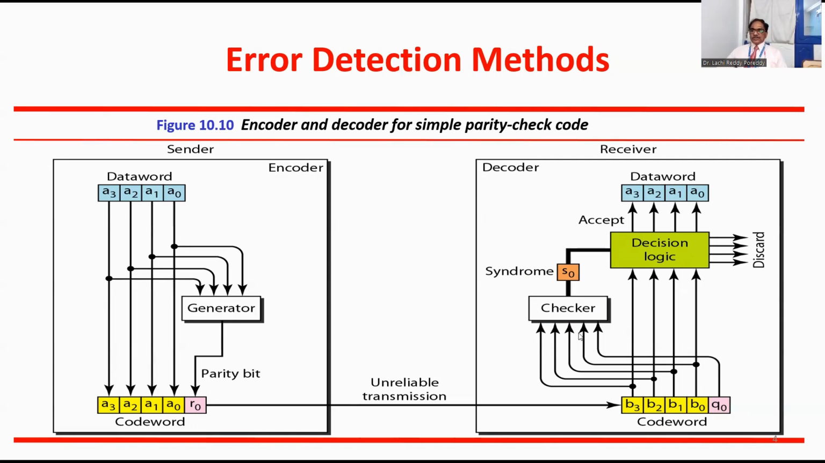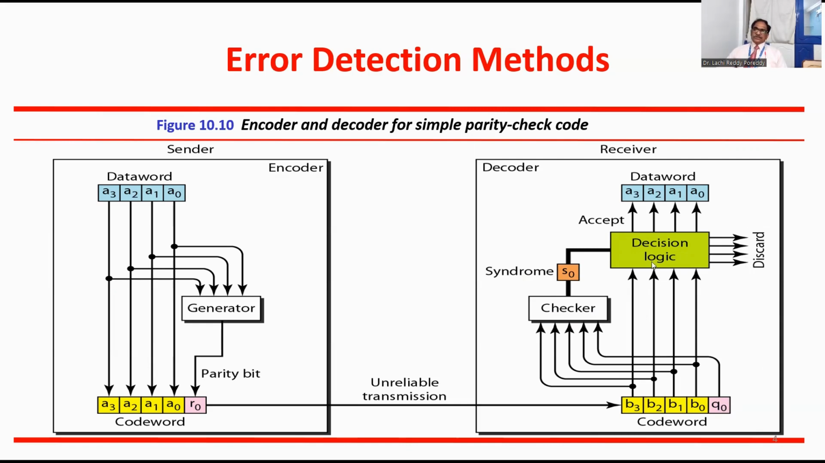Suppose the checker output is non-zero. That means there is something wrong in the received information. There is an error in the received information. The error may be in 1 bit or multiple bits. Then the received information will be discarded.